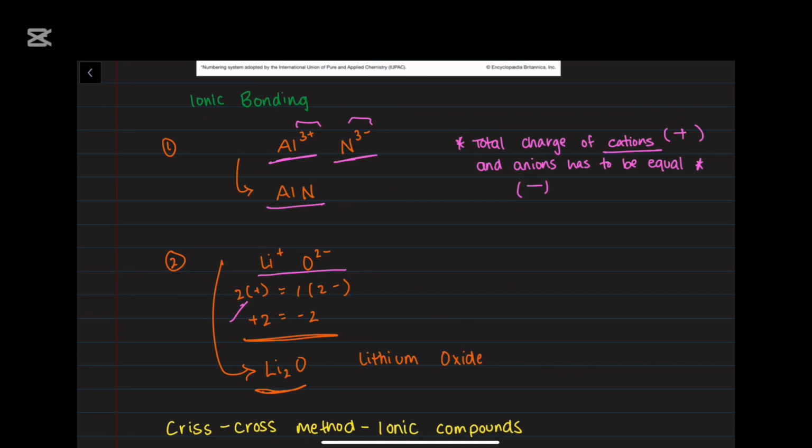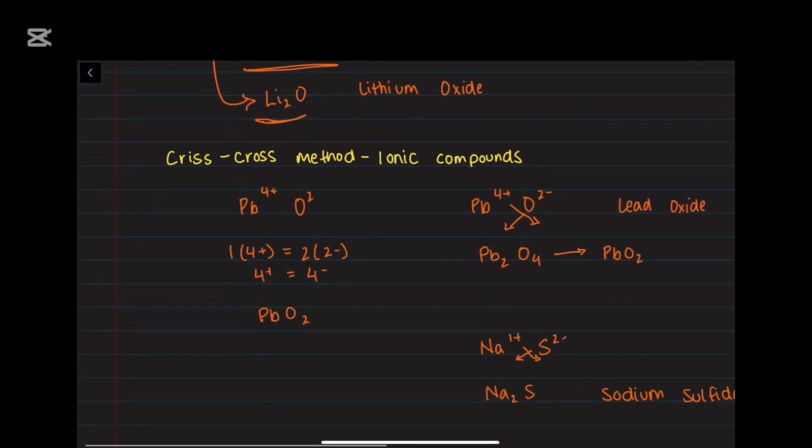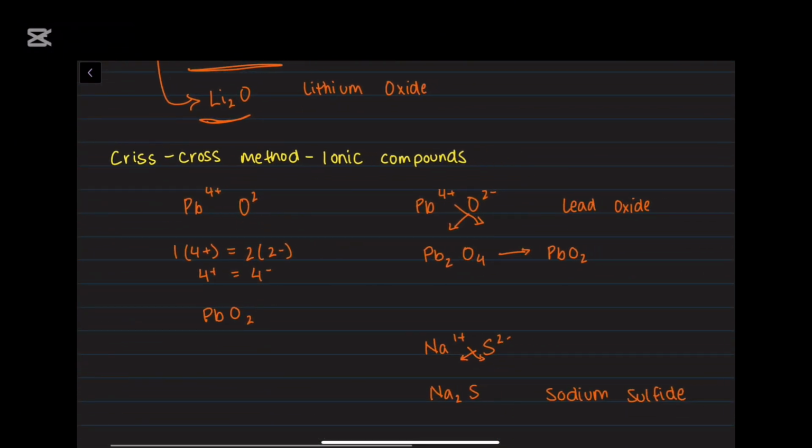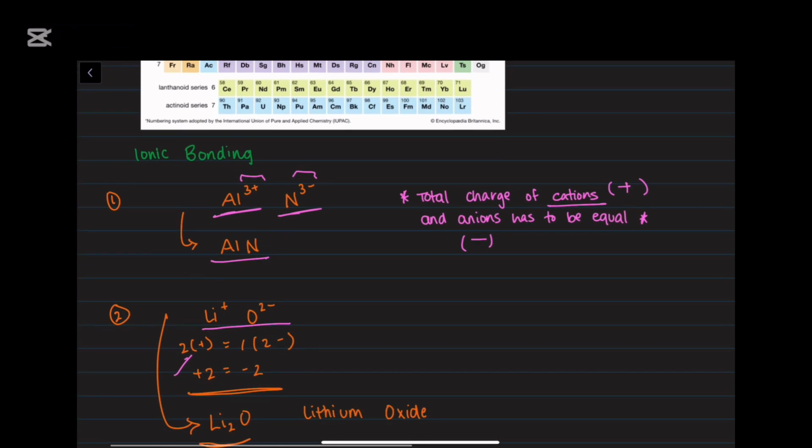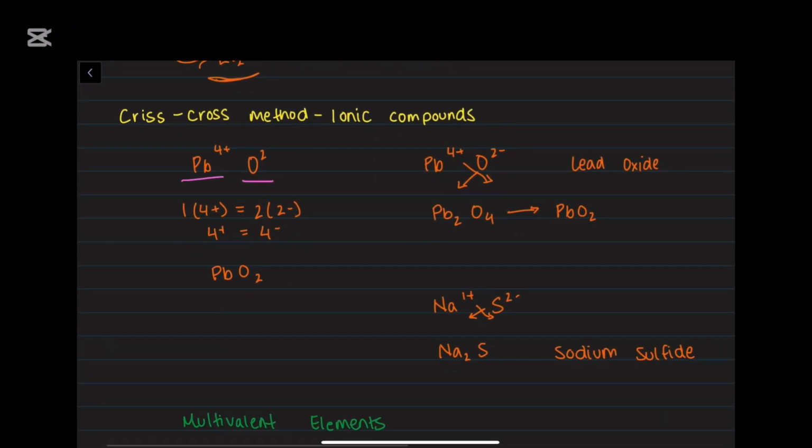But an easier way to do this is to use the crisscross method. The way the crisscross method works is if we look at lead and oxygen here, I'll just go back to the periodic table. So lead is right here, and oxygen is right here. So lead has a charge of +4, and oxygen has a charge of -2. So going down, if you want to do this the way we did above, we would just do 4, and then oxygen, the 2 would have to be multiplied by 2 again to get 4, and then you know that you need 2 oxygens to go with the 1 lead atom, so you have lead oxide right here.